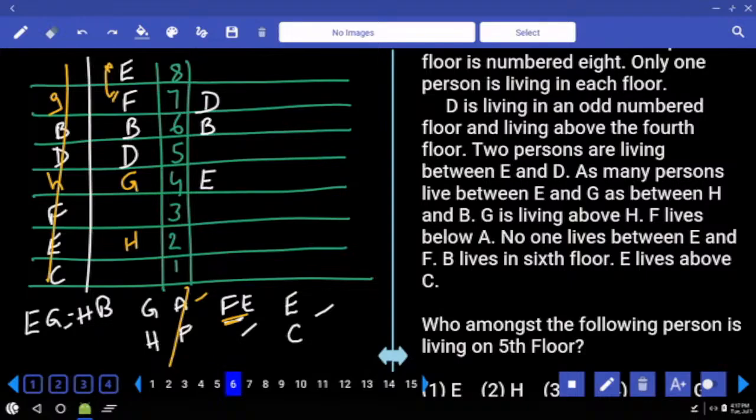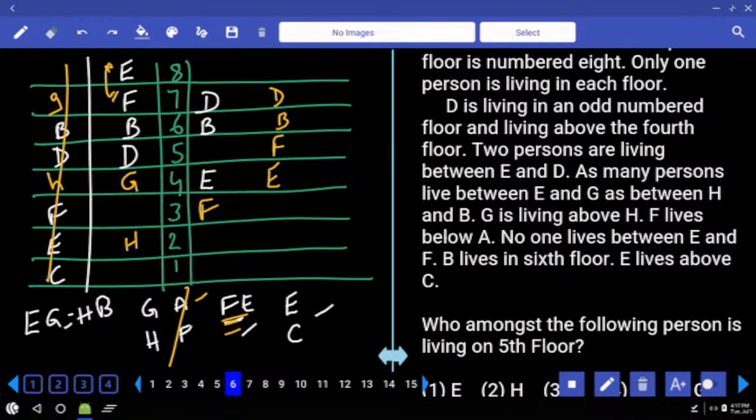Then we are left with the remaining. Then E and G, A and F. Now E and F are adjacent to each other. How many possibilities? 2 possibilities. Now F can be here or EF can be here. Our other possibility is D and B. Now E and F are adjacent to each other.